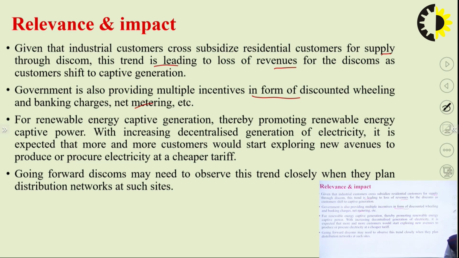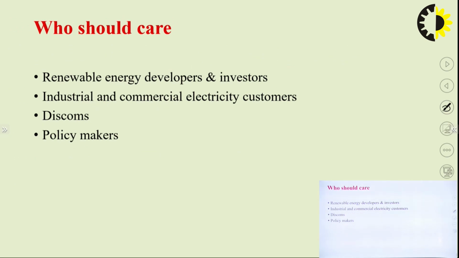It is expected that more and more customers would start exploring new avenues to produce or procure electricity at a cheaper tariff. So, going forward, DISCOMs may need to observe this trend closely when they plan distribution networks at such sites. So, this is the relevance and impact of the captive power plant.